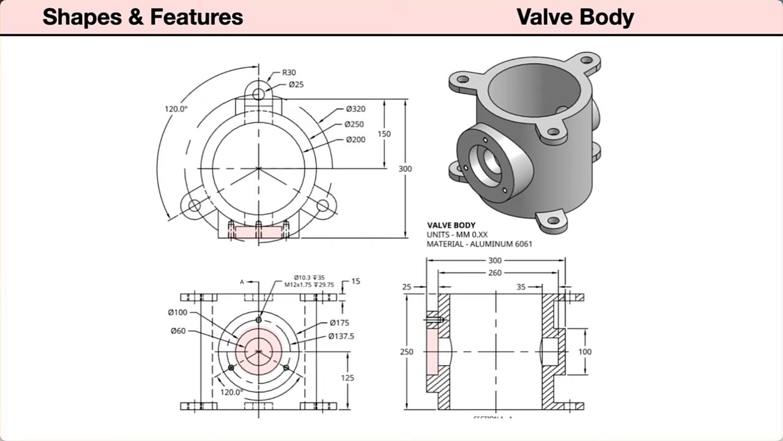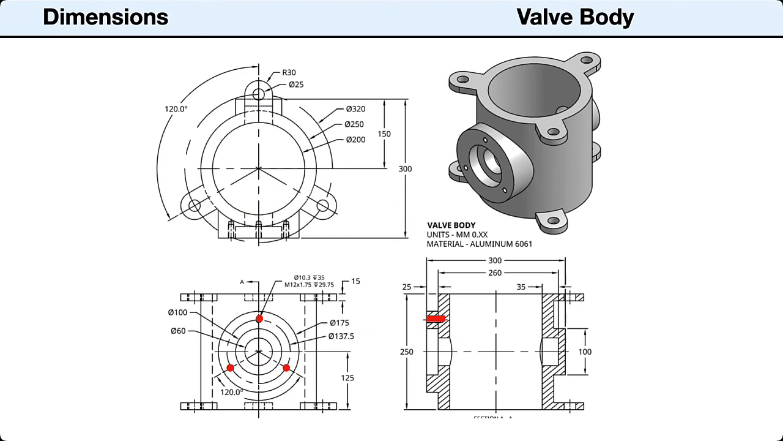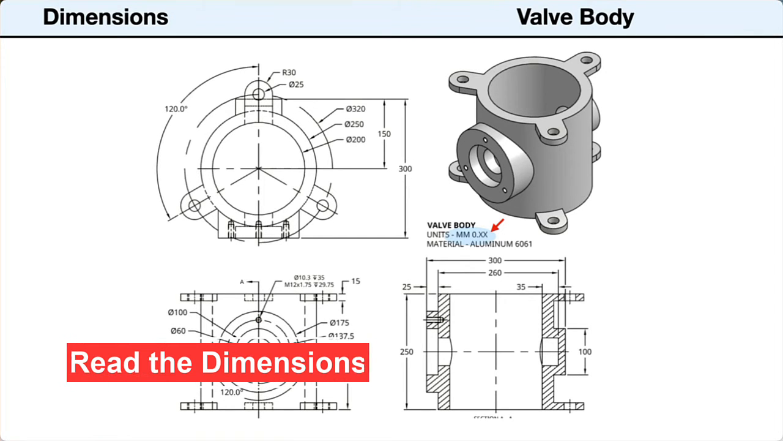Concentric to the front boss is a counter bore hole. Concentric to this counter bore is a blind hole that extends to the back boss. Evenly spaced around the boss are 3 threaded holes for mounting a retainer plate. Next, we can read the dimensions and notes.